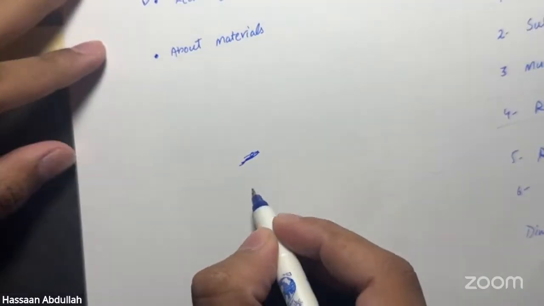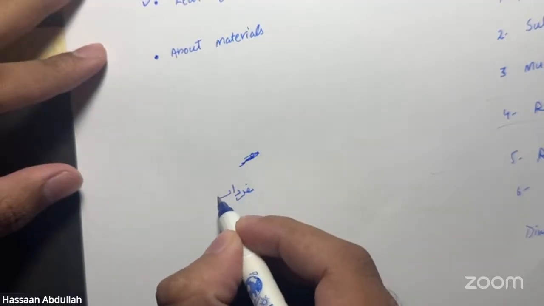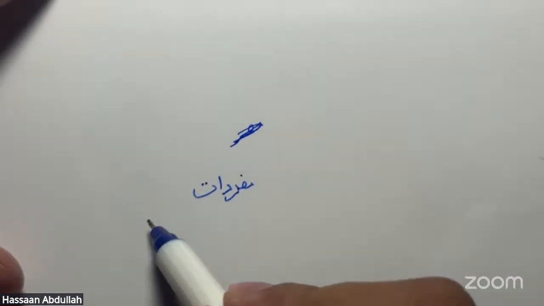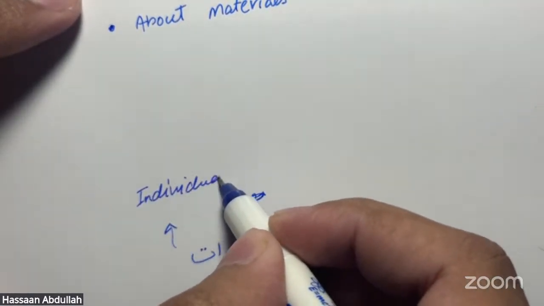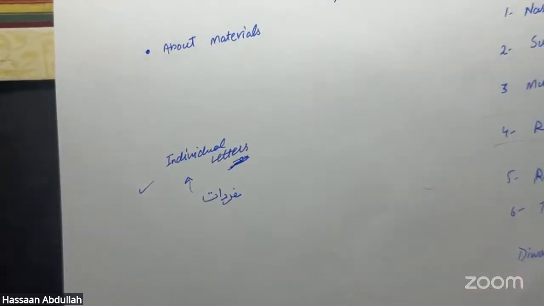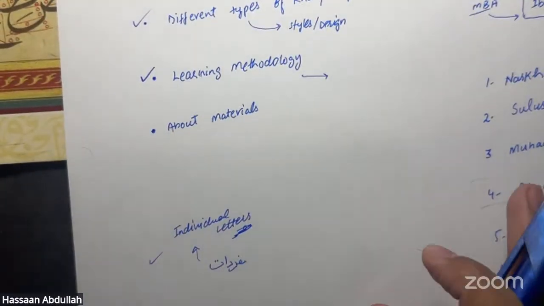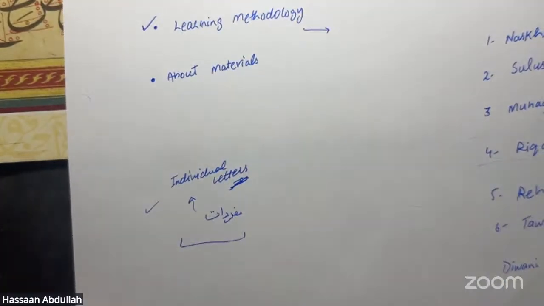Okay, I'm going to write it in Arabic font. Okay. Mufradat, or in English you can call it individual letters. Okay. So this mufradat, the individual letters, they are very important, very, very much important. Okay. Because it's the base, it's the foundation of the building that we are making.